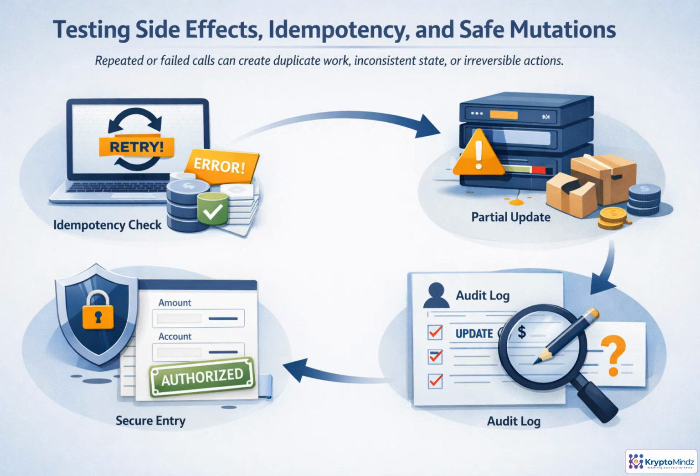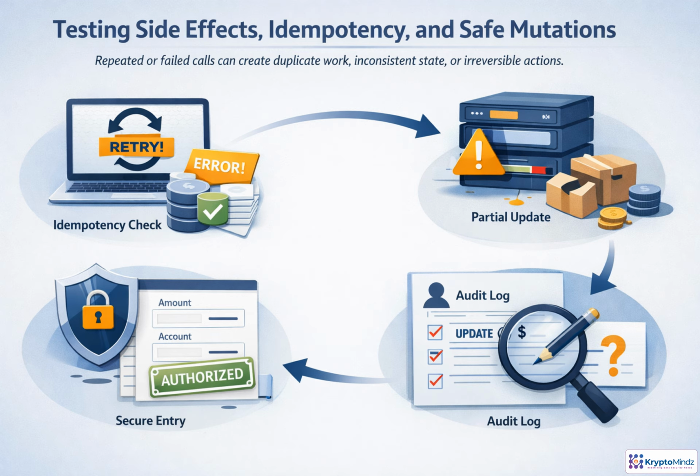For mutation tools, the question is not only did it work, it is what happened when it worked twice, failed halfway, or retried after uncertainty. Start from a known state. Make the mutation with an idempotency key. Then simulate a timeout after the backend may have changed. Retry with the same key and assert that the final state changed exactly once.